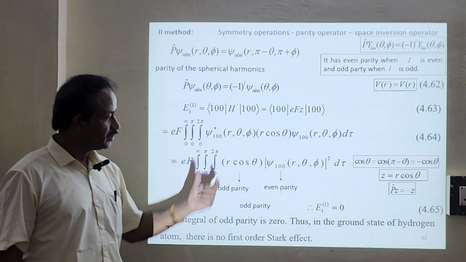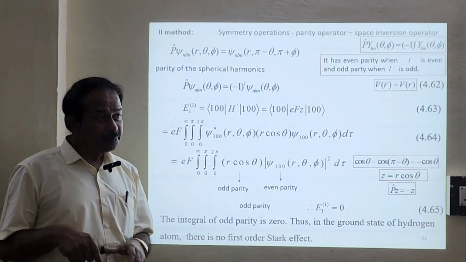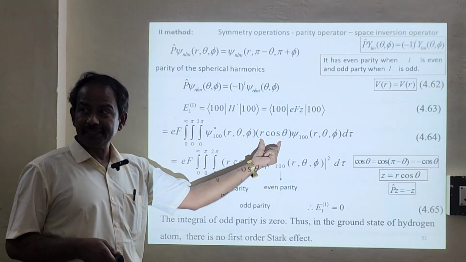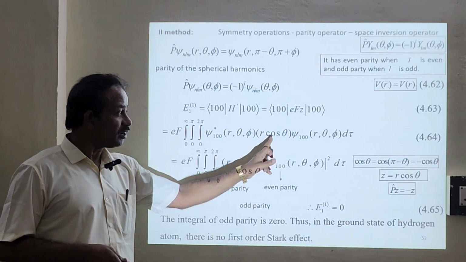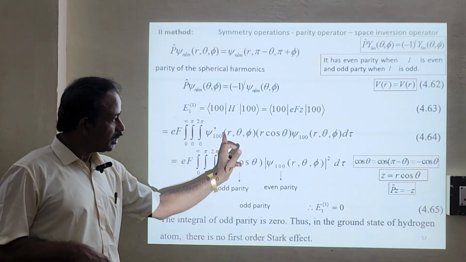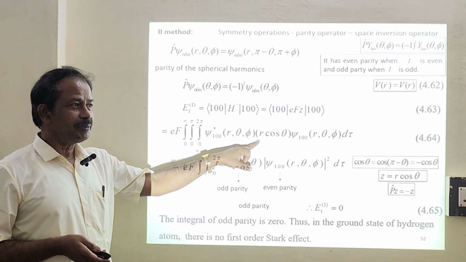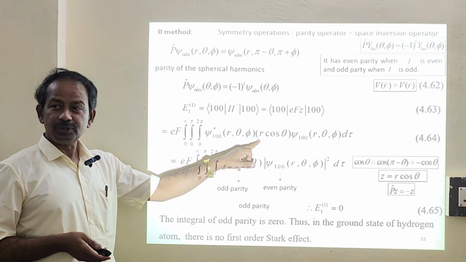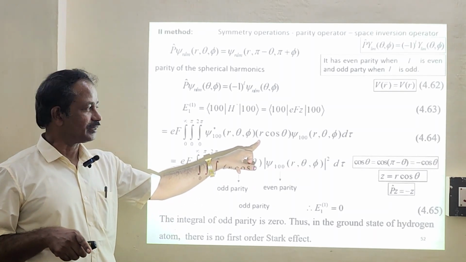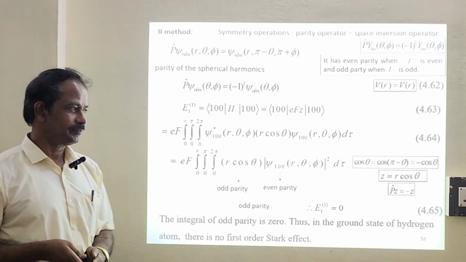This is your wave function, and this is another wave function. And r cos theta is nothing but a multiplicative factor. It is not an operator, so I can pull it out. If it were an operator, you couldn't change it. So it's just a multiplicative factor, and these two things will give us mod psi squared.